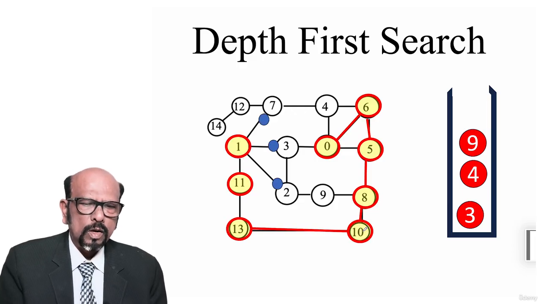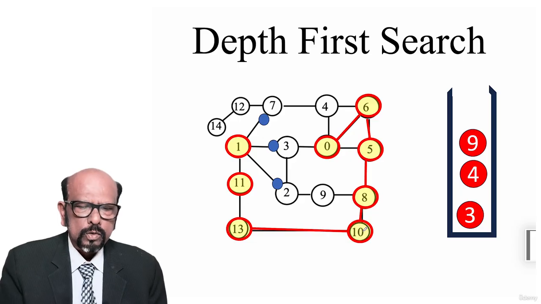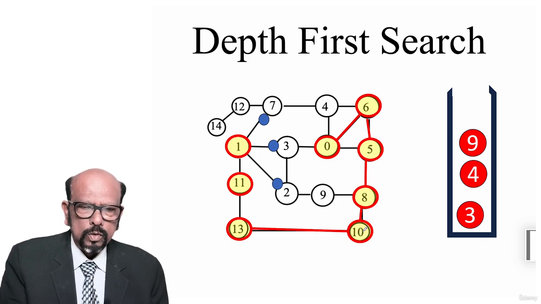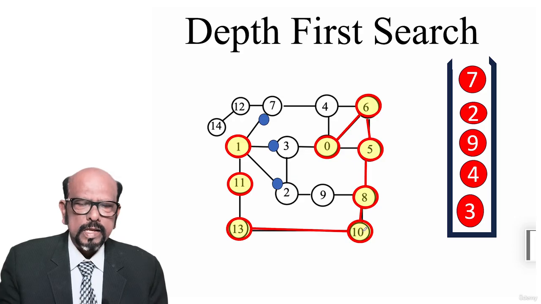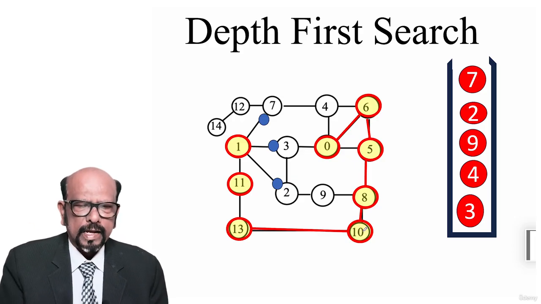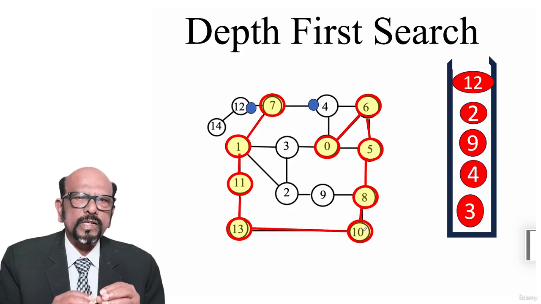Now you pull out. For 1, there are 3 neighbors: 2, 3, 7. Remember 3 is already inside the stack. So for 1, 2, 3 and 7 are there. Now 2 and 7 will be inserted because 3 is already there. Now we will pop the stack. What will come out? 7 will come out. Look at it. So 7. Now we will do the DFS at 7.